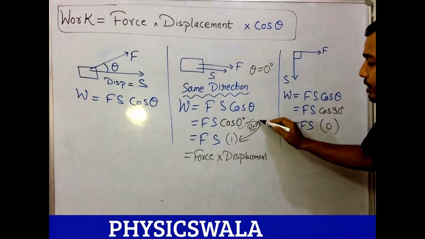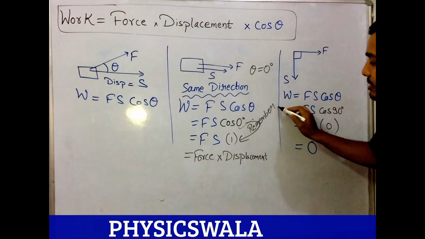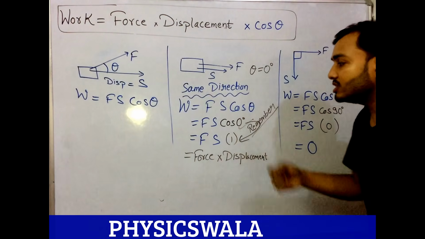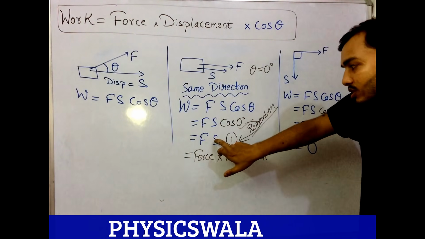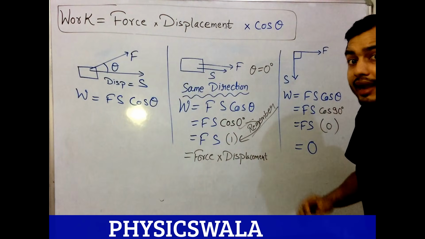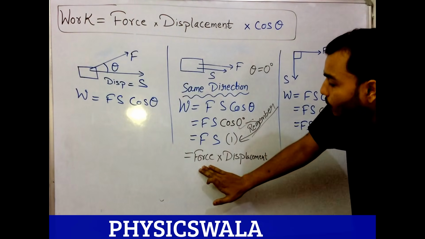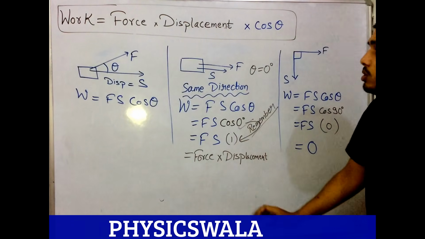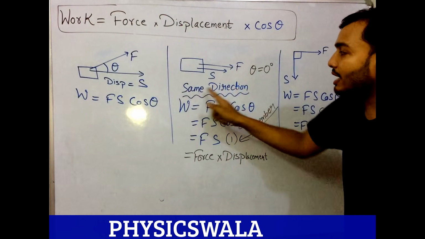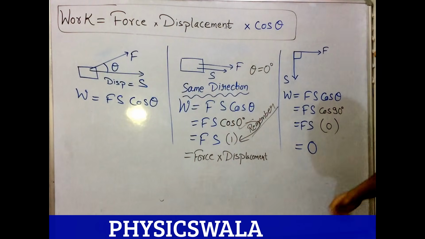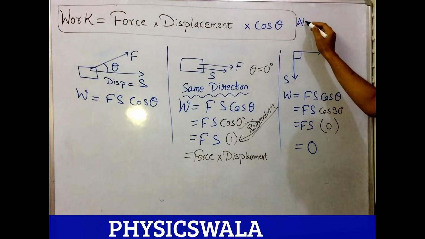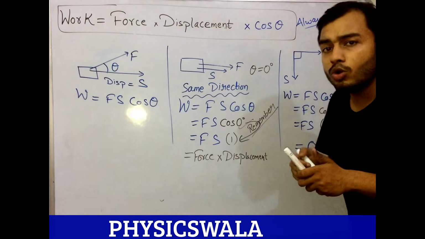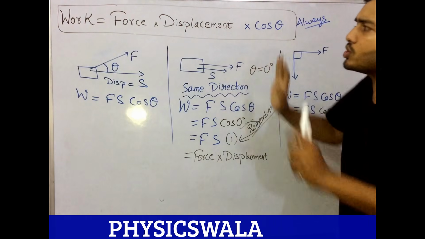This you have to remember. This is very important: cos 0 has value 1. So it becomes force into displacement into 1, and the formula becomes force into displacement. So this formula is correct when force and displacement are in the same direction. And this formula, force into displacement into cos theta, is always correct.